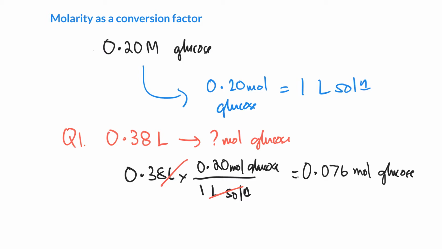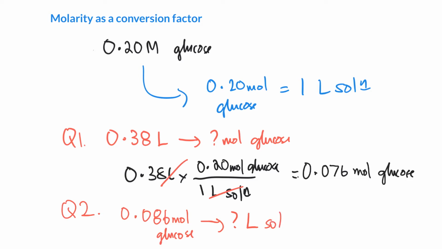So we can find the number of moles in a volume by using this as a conversion factor. We might want to go the other way. So maybe we want to say, well, gosh, I actually don't want 0.076 moles of glucose. I want 0.086 moles of glucose. So my question is, what volume, so how many liters of the solution are we going to need to do this?